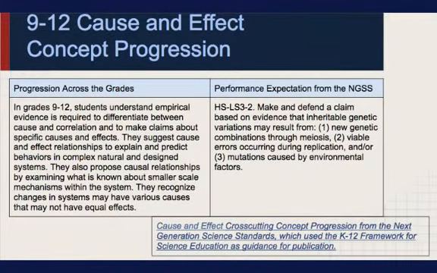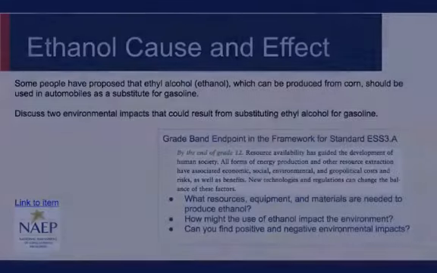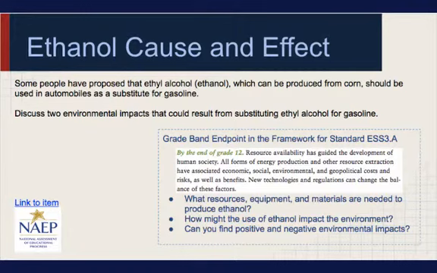NGSS has released a suggested cause and effect concept progression. High school incorporates empirical evidence to specify between cause and correlation. How clear is the relationship? Additionally, consider scale in cause and effect relationships. Does the relationship still exist if we change the scale of the phenomena? The first question in the 9 to 12 grade band is as follows.